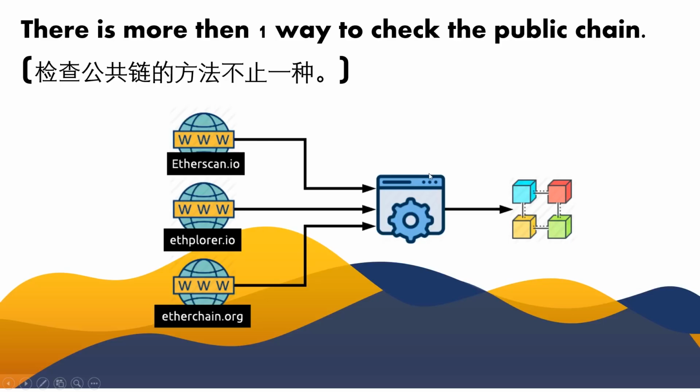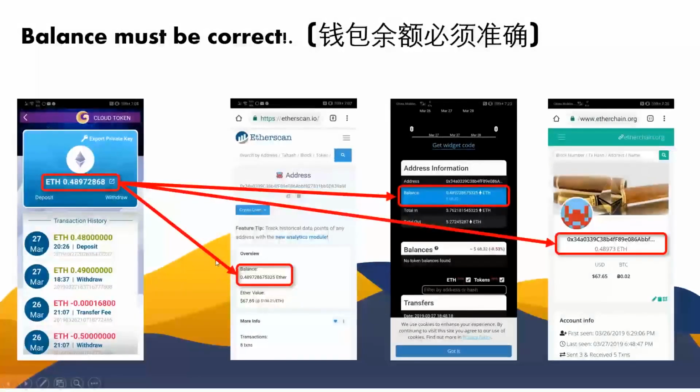Etherscan reads from the public blockchain and displays the actual data. Same with ETH Explorer and Etherchain. So now we have a Cloud Token wallet here. It shows the balance, and you check with Etherscan. It's supposed to be the same. Then you look at ETH Explorer and Etherchain. They all show you the same number, except for Etherchain, which rounded up.